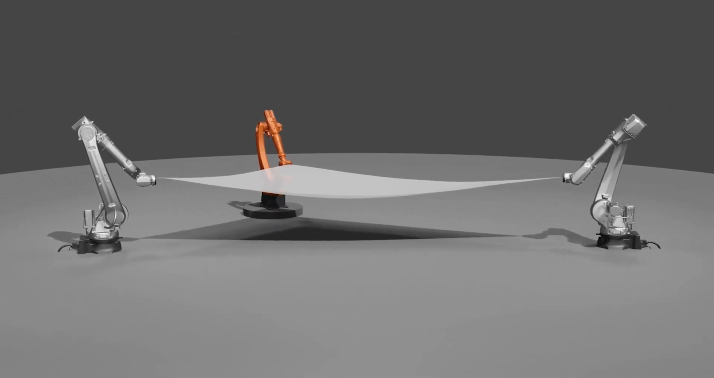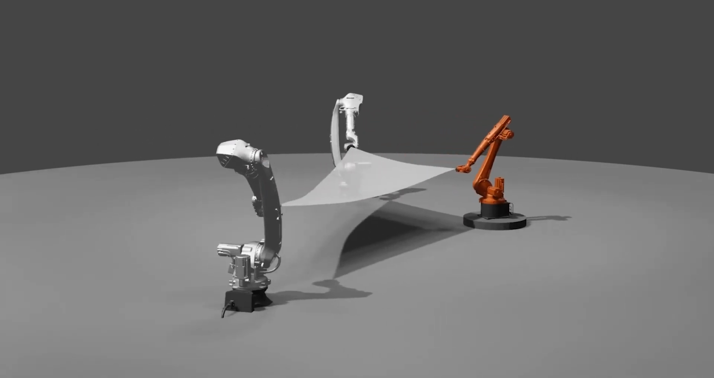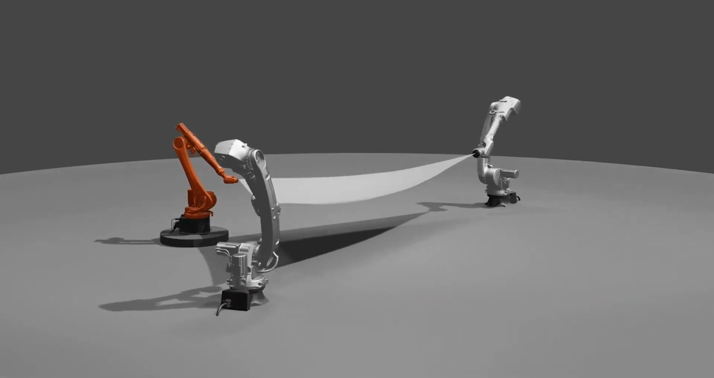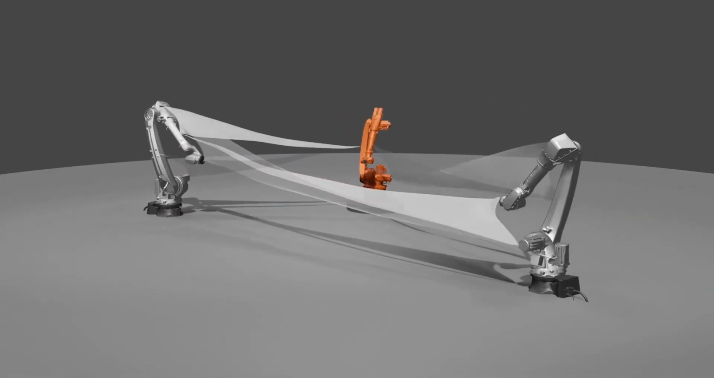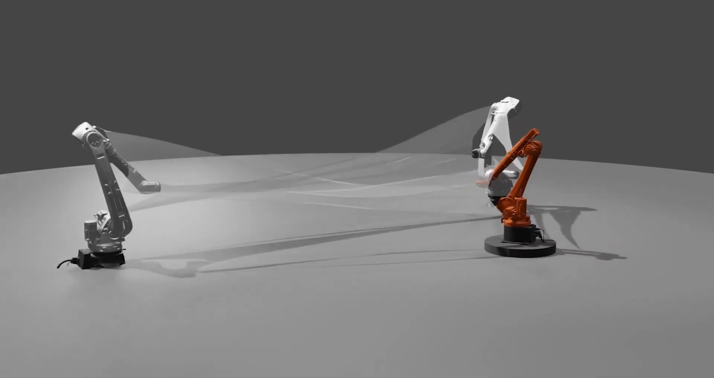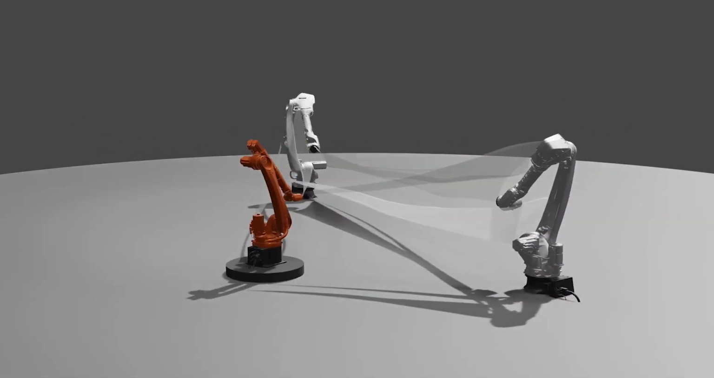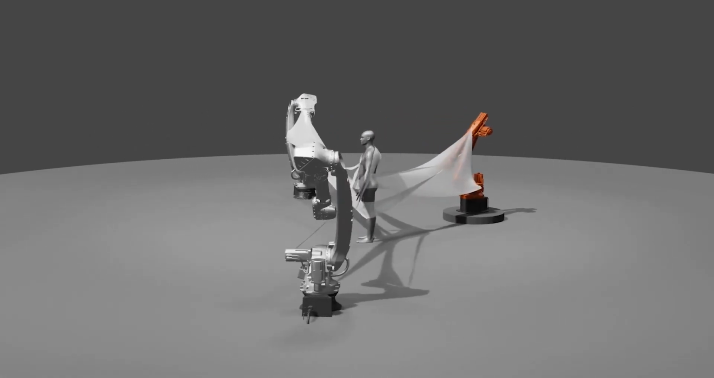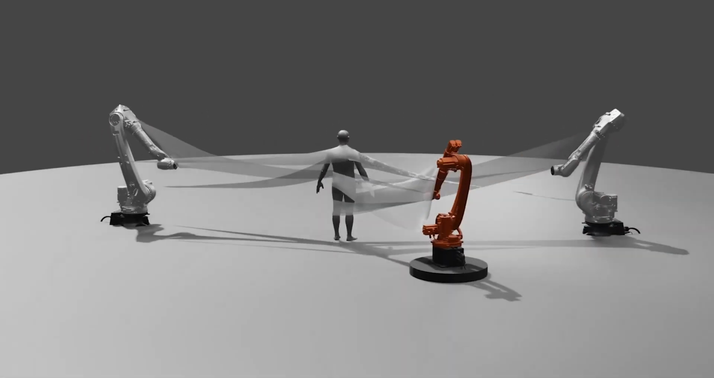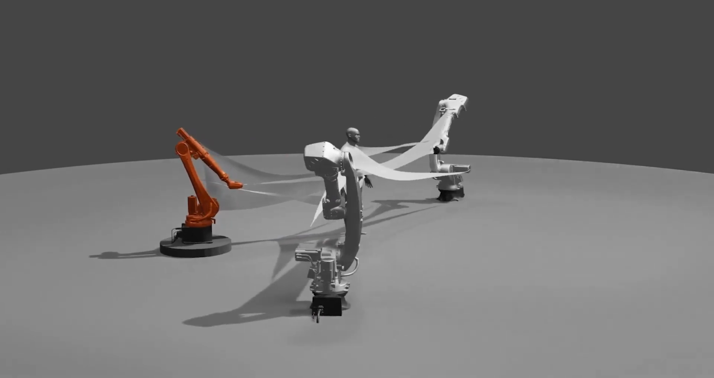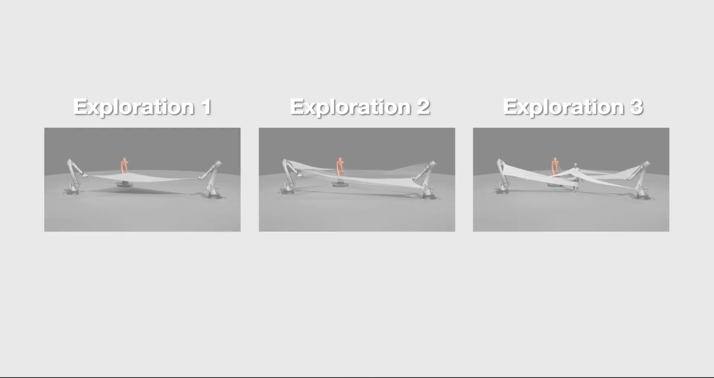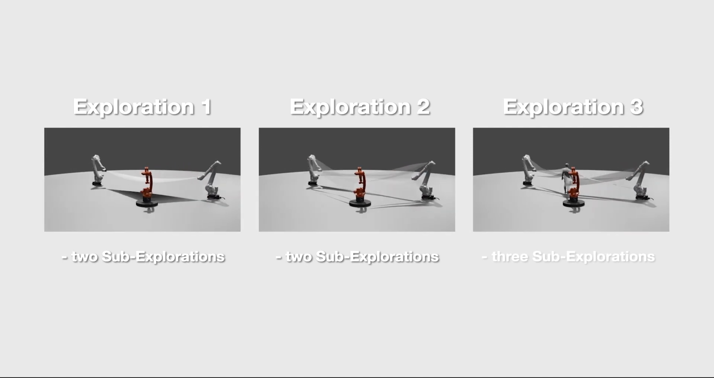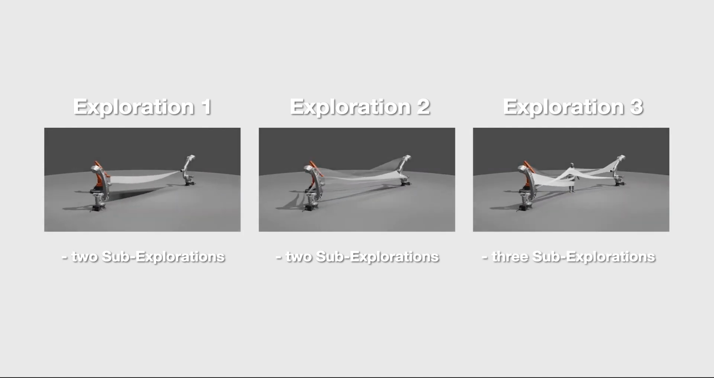Once the setup was completed, we used the installation within 3 main explorations. Exploration 1 used 1 triangular-shaped textile, while Exploration 2 used 6 triangular-shaped textiles, and Exploration 3 used a textile structure consisting of elongated diamond-shaped textiles that were stitched together. For all explorations, the textiles were attached at various points of the robotic arms. Additionally, 2 sub-explorations were conducted for Explorations 1 and 2, and 3 sub-explorations were conducted for Exploration 3.